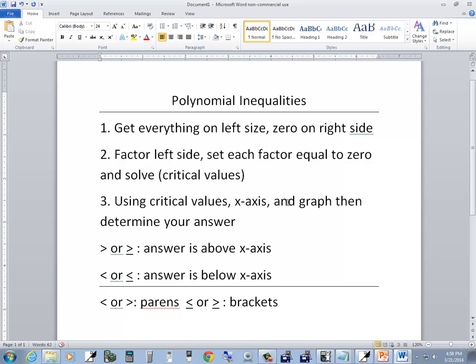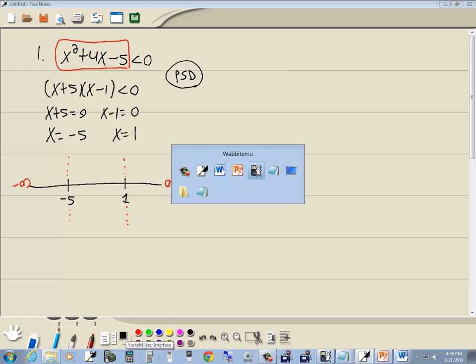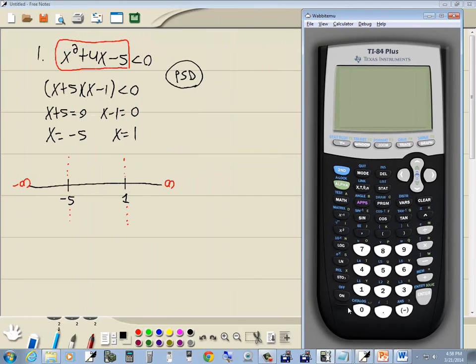So using the critical values, x-axis, and now the graph. Well, we want to go and graph. Once you've got everything by itself on the left side, this is what you want to actually graph. So we'll plug that into our calculator and see what it looks like. Press y equals, press clear, and then enter x squared plus 4x minus 5, and then I'll press graph. Now notice where it's crossing the x-axis. It's crossing at negative 5 and it's crossing at 1.